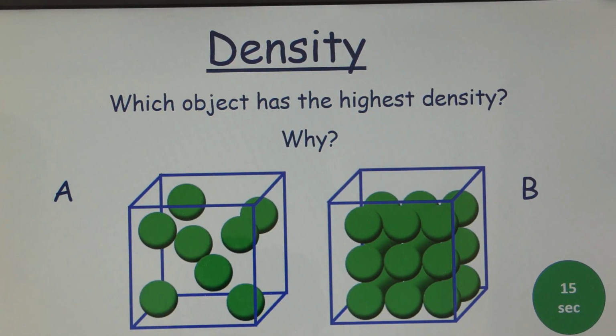Let's try another one. Which object has the highest density here, and why? A or B? 15 seconds.